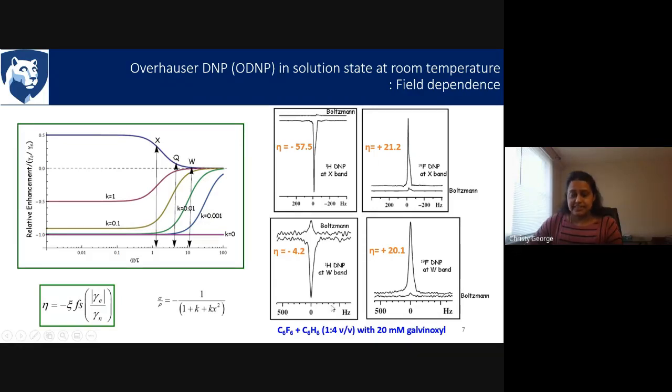Whereas when we look at the exact same sample, but now we are looking at the fluorine signal, the enhancement at X and W bands remains almost the same. This is because the dipolar interaction goes down, but the scalar interaction almost remains the same. And if that was the case, we should have seen even more enhancement, but we are seeing almost the same. This is because the microwave power that was available at W band was only 100 milliwatt, whereas in X band, we had something like 5 watts. So if we had the same power at W band, this enhancement would have gone higher.